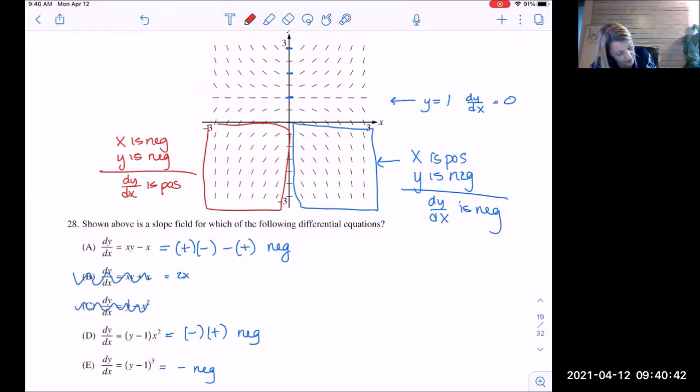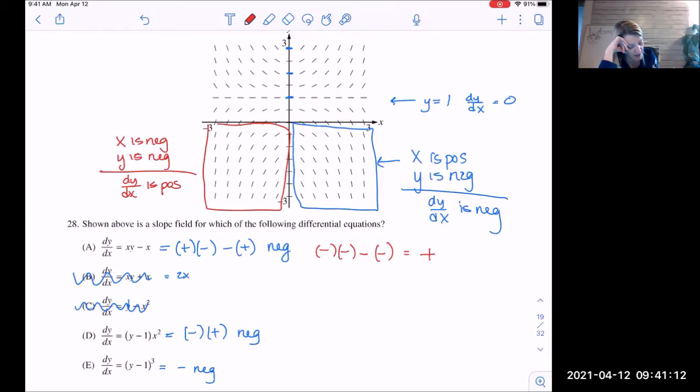So A, this will be negative times a negative minus a negative. That's going to be a positive plus a number, which will always be positive. Dang it, we're not getting anywhere.